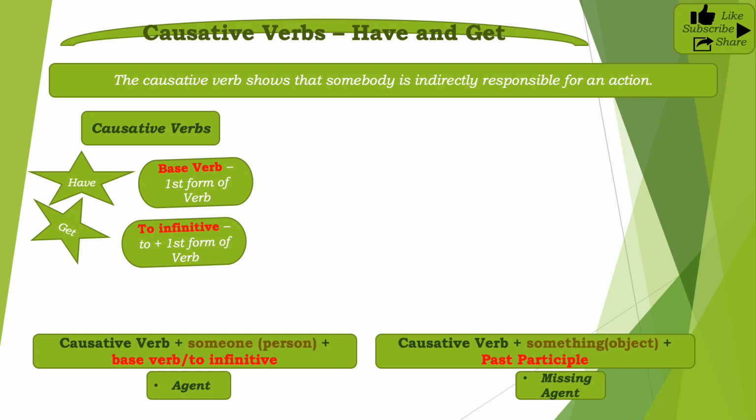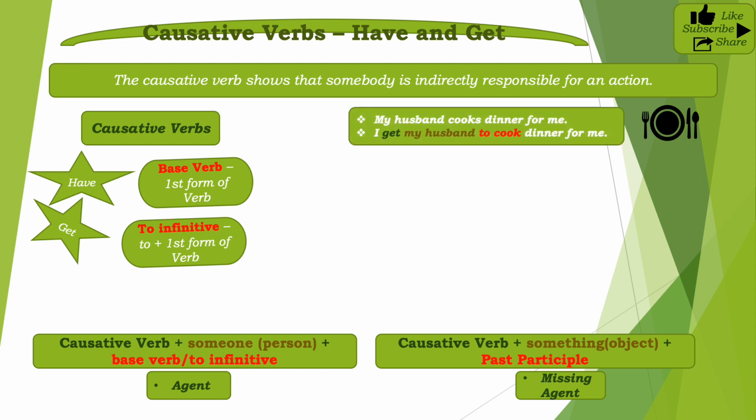Let's have a look at the first example. My husband cooks dinner for me. This is a regular example. Then, according to the first structure, I get my husband to cook dinner for me. So if he is not willing to cook dinner, I have to use the causative verb get, and get takes to-infinitive. And here the agent is my husband.